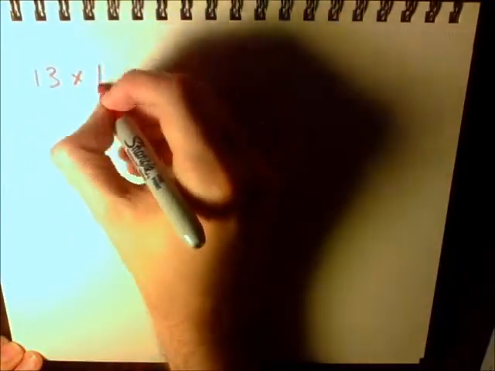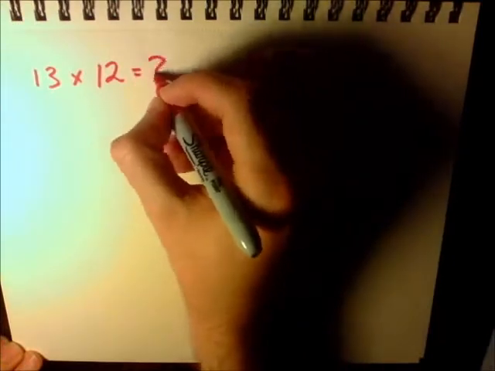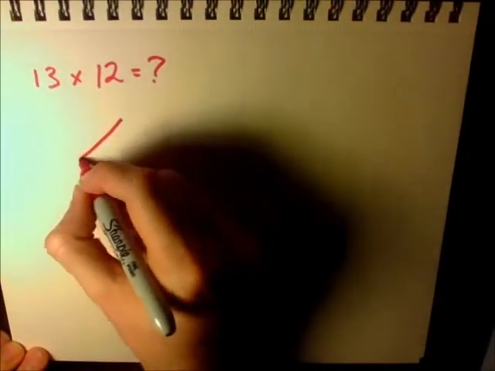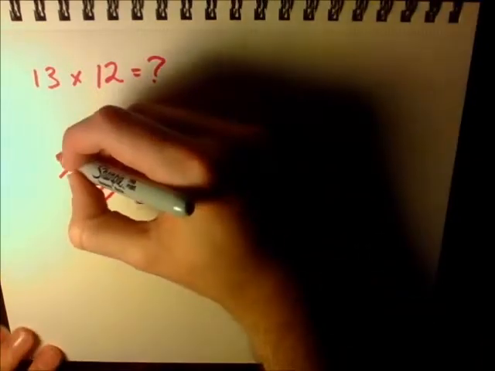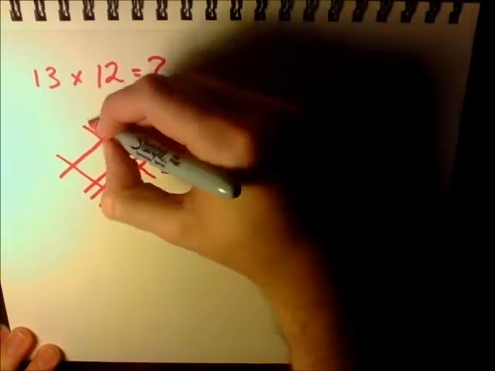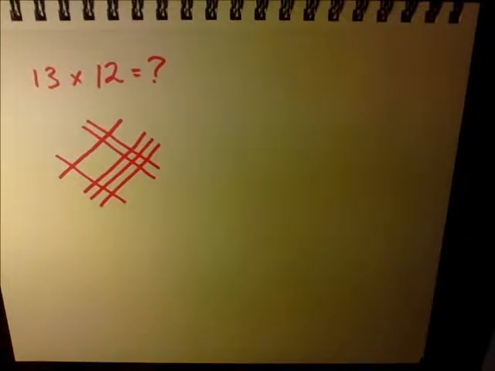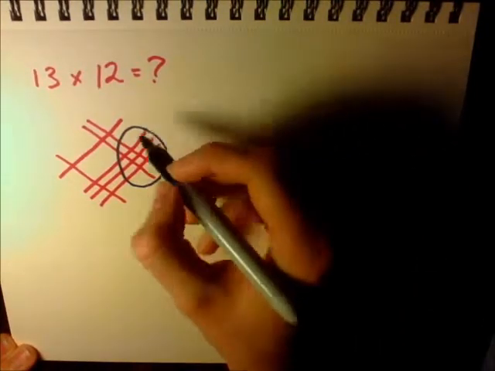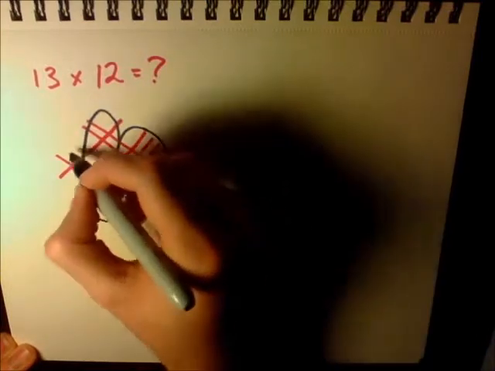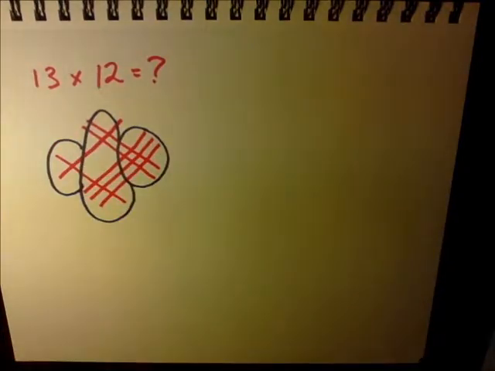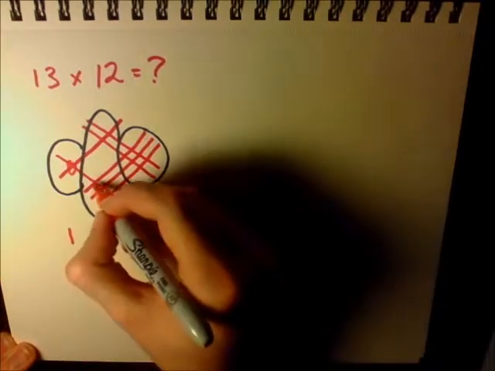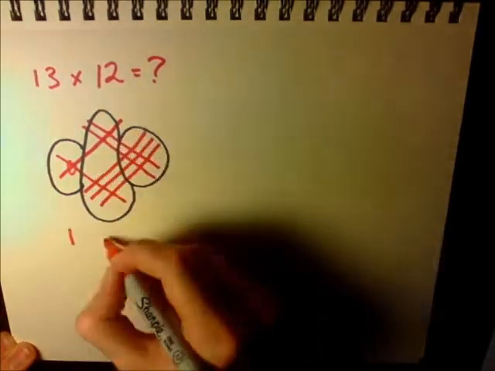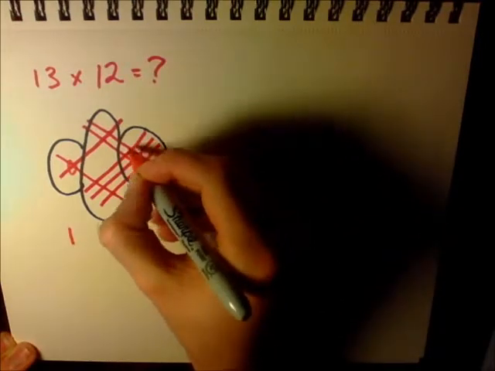Using the line method, you draw out a line for 1 and 3 lines for the 3, like so. Likewise for the 12. You then count the intersections in 3 groups: those on the right, those in the middle, and those on the left. Thus, we find that the answer is 156, because there is 1 intersection on the left, 5 in the middle, and 6 on the right.